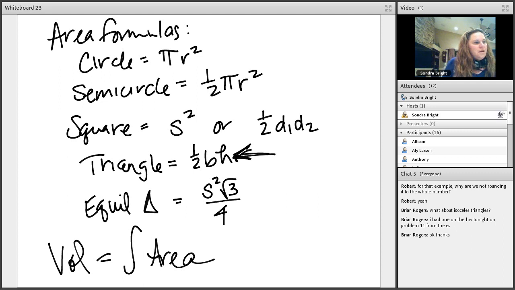But okay, let's do solids that are created by revolving a region around an axis. Got a couple different ones I've got to do for you on this one. Page 435.